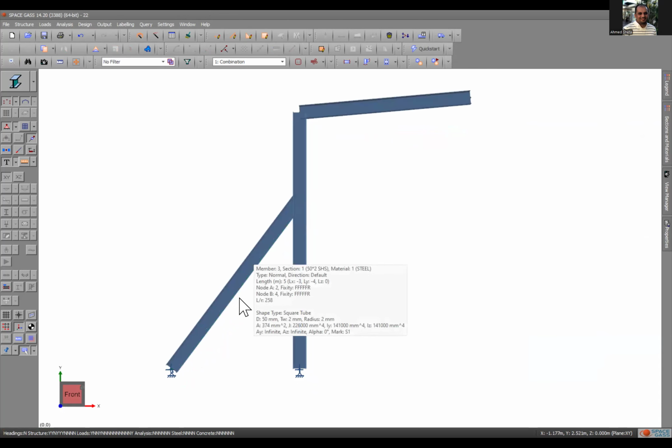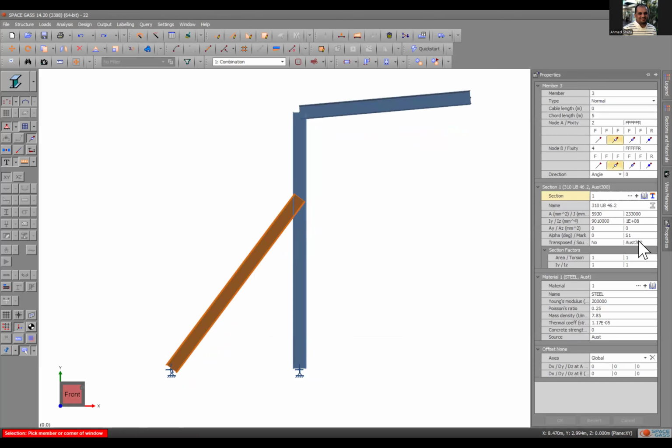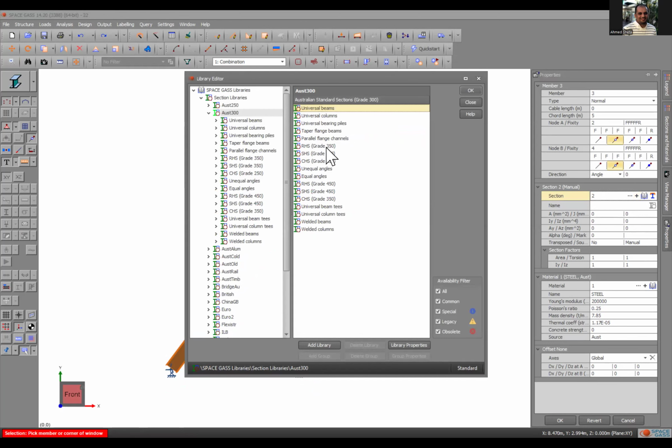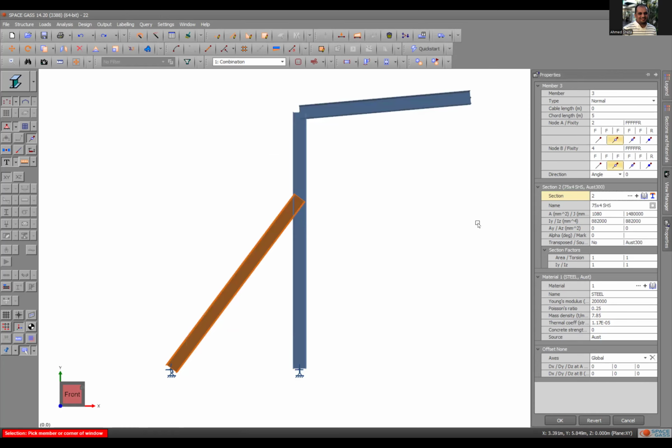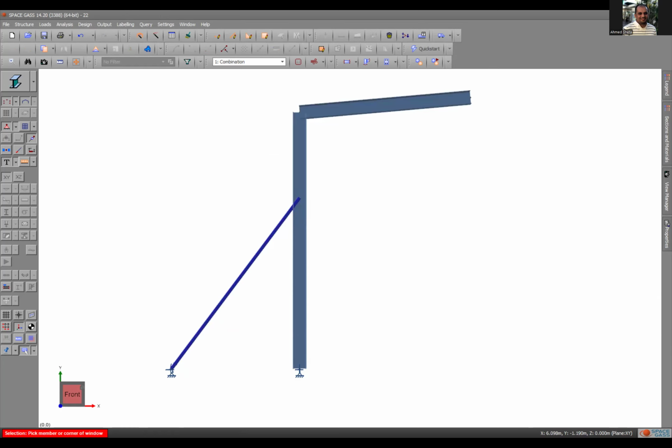Sorry, just a second here. Probably, you need to change the number, otherwise all of them will be the same again. So give it a different number. You can take it as SHS, for example 75 by 4, and then okay. So now you have a different member for the tie.